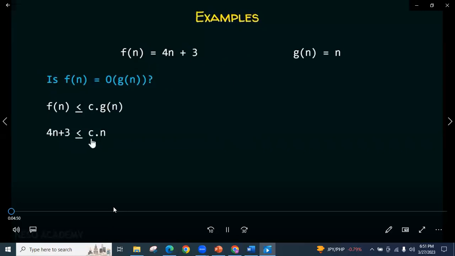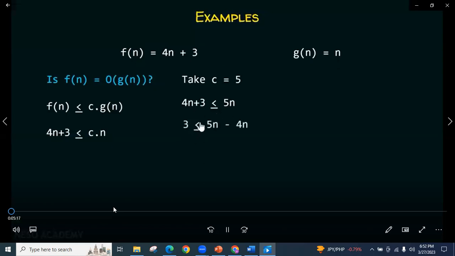We need to find some constant value c such that 4n plus 3 will become less than or equal to c dot n. Let's take c equal to 5. Obviously, we need to choose a higher value, right? Here it is 4n. Let's take c value equal to 5 such that it becomes 5n. Then the inequality will be 4n plus 3 less than or equal to 5n. Now we need to find the constant n naught such that this will satisfy for all n greater than or equal to n naught. This means we need to solve this inequality.